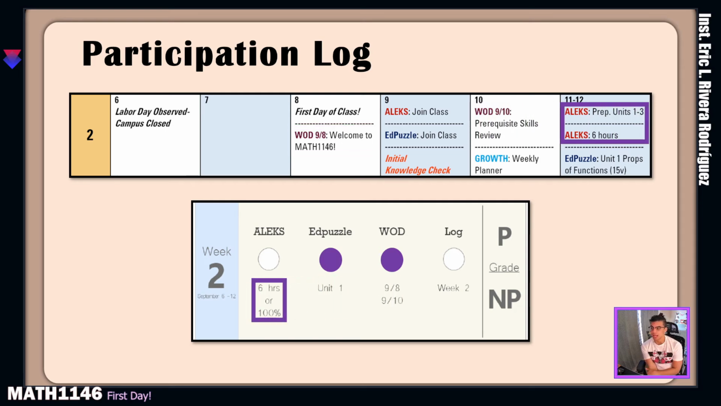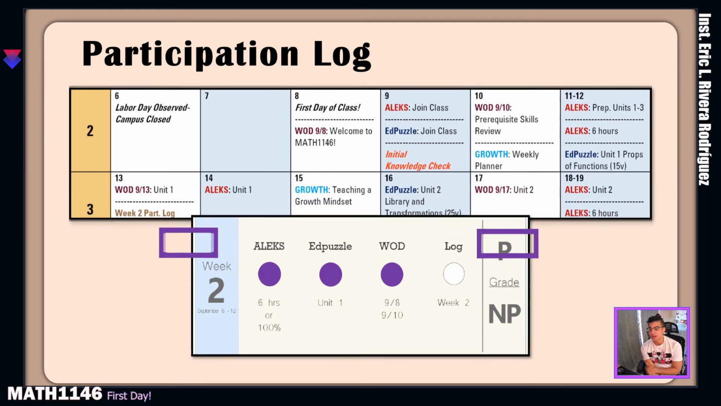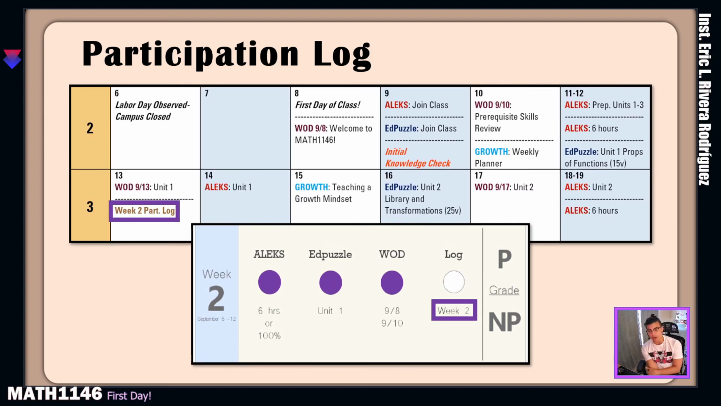In ALEKS, you have two options. Either you work actively 6 hours, or you get the 100%. This week we have only one assignment, one homework in ALEKS. It is the preparation for unit 1 and 3. When you finish that, you mark there that you have completed the ALEKS requirement, and then you move to the next week, because on the next week what is due is the participation log. So you are going to submit the participation log, filling out week number 2 on the list.